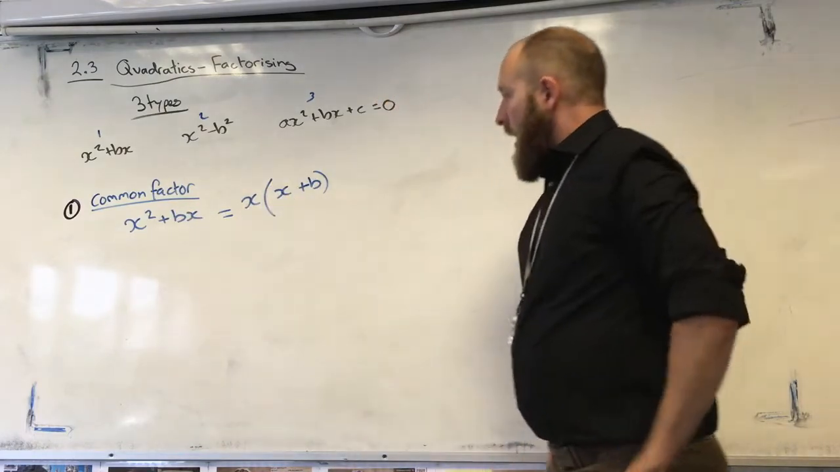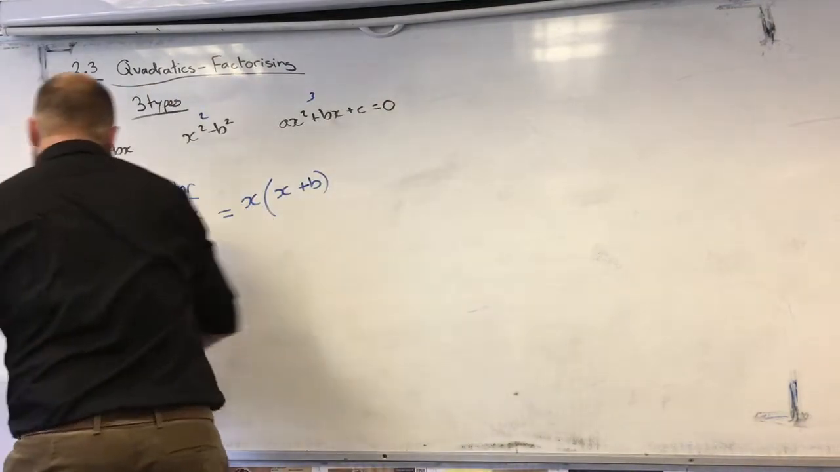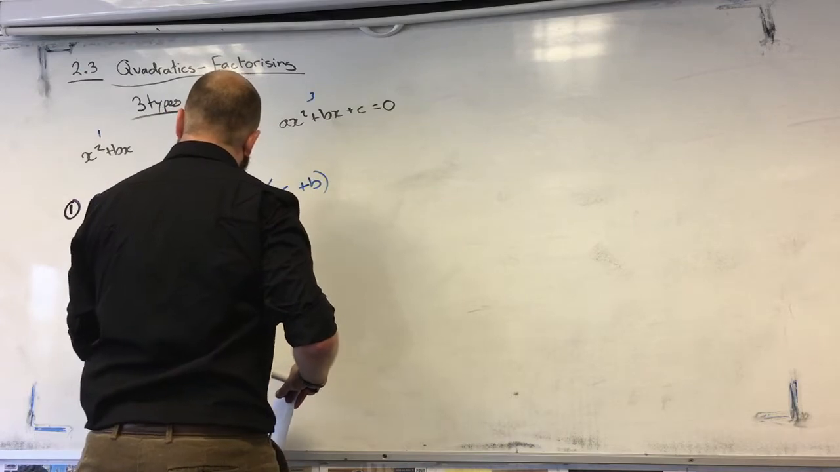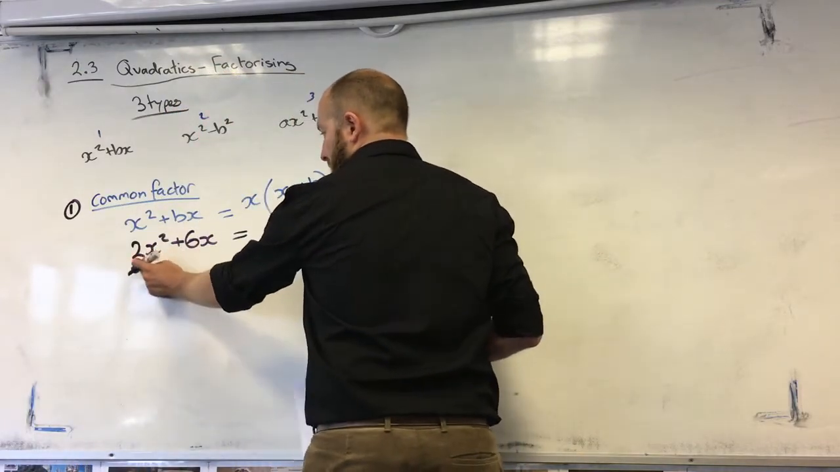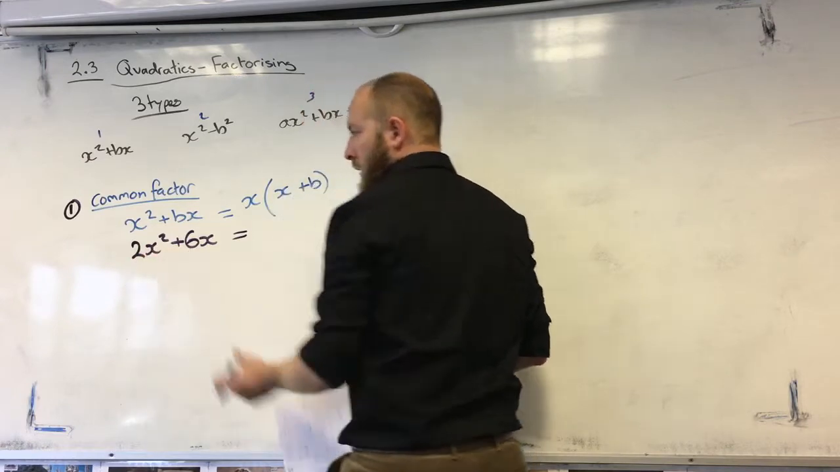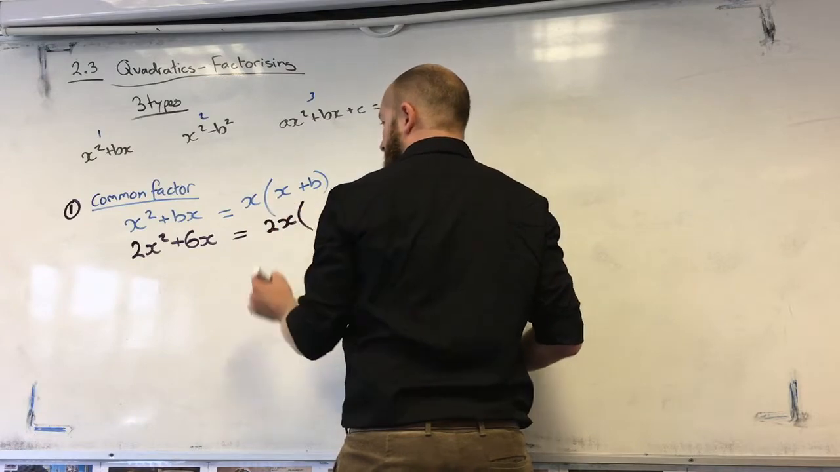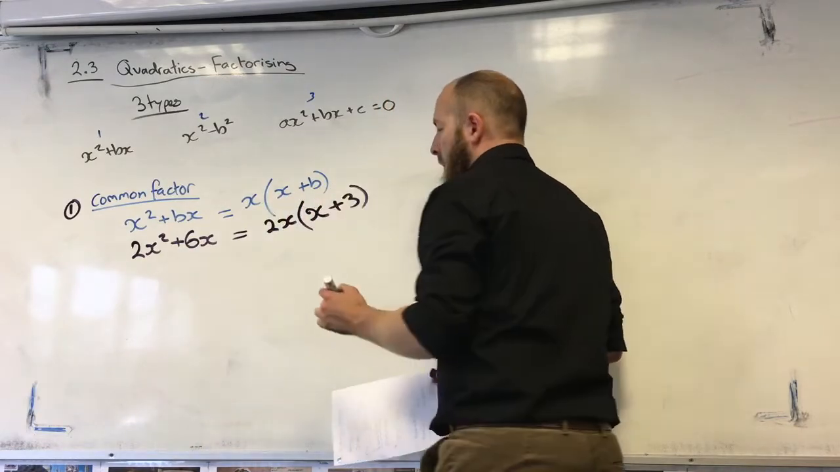We're left with an x and left with a b. So for a numerical example, we might have something like 2x squared plus 6x. Here we've got a common factor of not only x but a 2 as well, because both 6 and 2 have a factor of 2 in common. So 2x comes outside the brackets, we're left with an x and then plus 3.